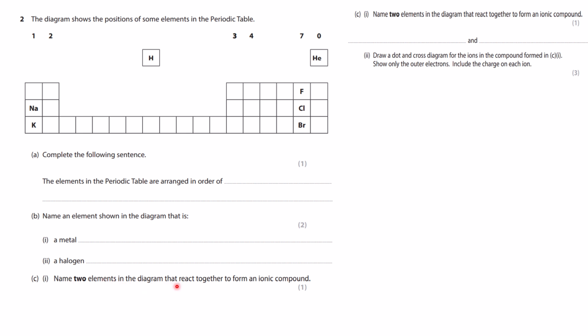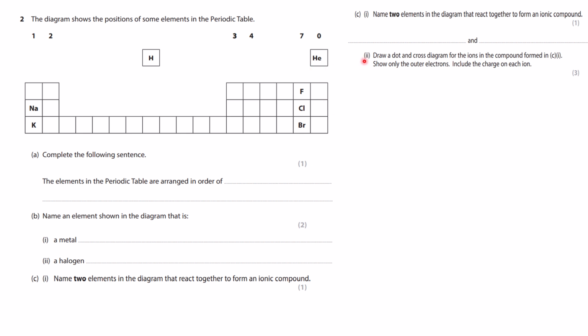Name 2 elements in the diagram that react together to form an ionic compound. For an ionic compound to be formed, we need a metal and a non-metal. So you can pick either sodium or potassium, and you can pick either fluorine or chlorine, one of them. So if you pick sodium, you can pick fluorine, chlorine, bromine. So one of these with one of these. It has to be metal and non-metal. Okay.